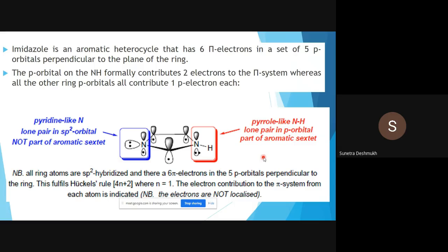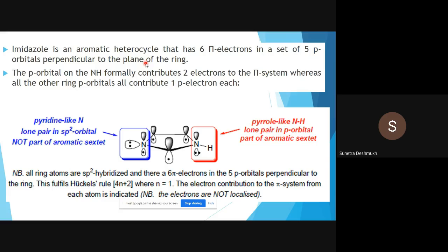Now, as two nitrogen atoms are present in imidazole as well as pyrazole, we have to go for the hybridization of each and every nitrogen atom and carbon atom. So, first we will see the case of imidazole. Imidazole is an aromatic heterocycle that has 6 pi electrons, okay, in a set of 5 p orbitals perpendicular to the plane of the ring. Okay, so here you can see imidazole is an aromatic heterocycle that has 6 pi electrons in a set of 5 p orbitals perpendicular to the plane of the ring.